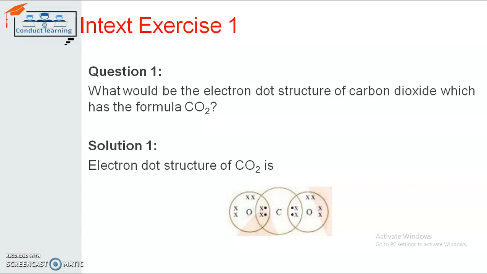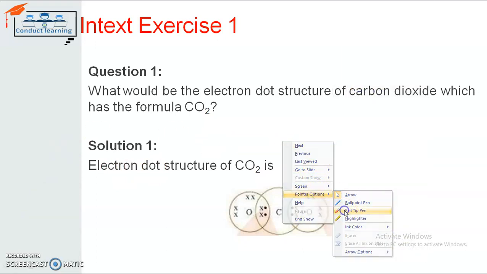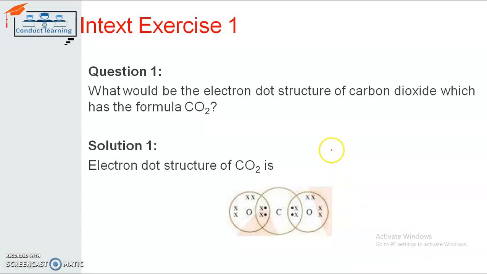The first question, according to the in-text exercise, is: what would be the electron dot structure of carbon dioxide? For that, first of all we need the chemical formula for carbon dioxide. Carbon dioxide is a combination of carbon and oxygen, because when any product of carbon burns in the presence of oxygen, it gives us carbon dioxide.